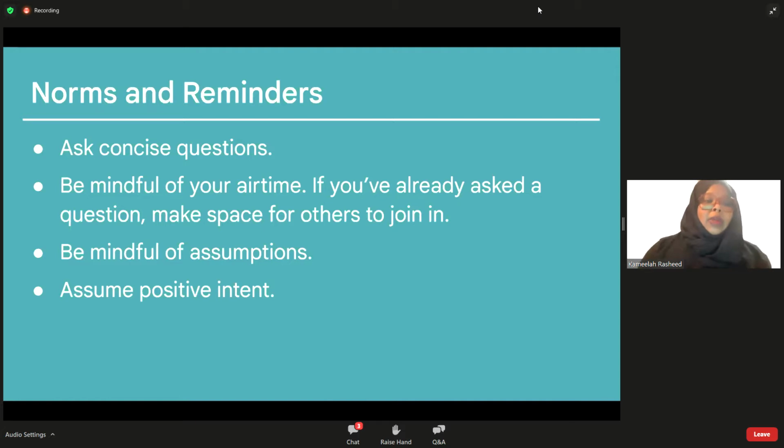Also, think about norms and reminders. We're all trying to have conversation around something that can be difficult to discuss when it comes to public history. So asking all of us to both assume positive intent, but also to be mindful of our assumptions. So using the questions as an opportunity to clarify.